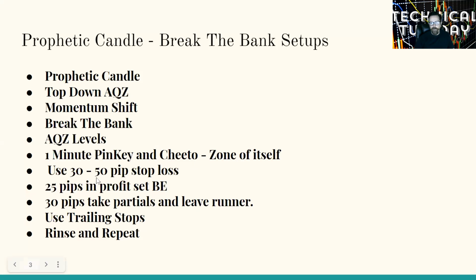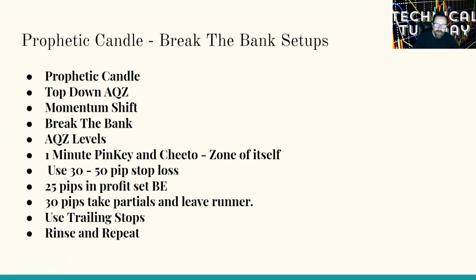Within those, I use a 30-50 pip stop loss because I trade gold. Pretty much that's what I trade. I don't trade a lot of other pairs. If I do, it's the AU, GU, EU, the Dixie correlation pairs, because I follow Dixie strongly when I'm trading gold. At 25 pips in profit, set a break even, take partials at 30 pips, you can leave runners after that. You could do trailing stops if you're thinking you're going to have a big move. Rinse and repeat as you re-enter after you've set it to break even and taken partials.